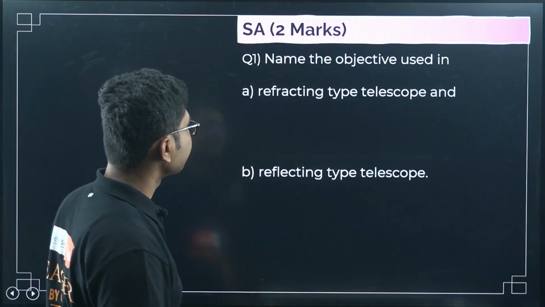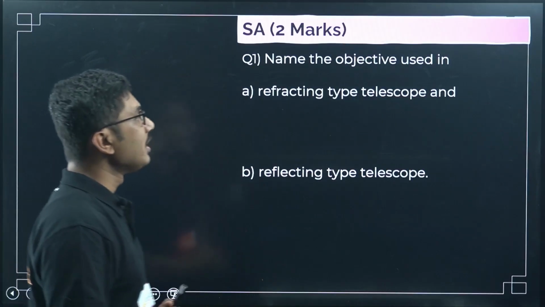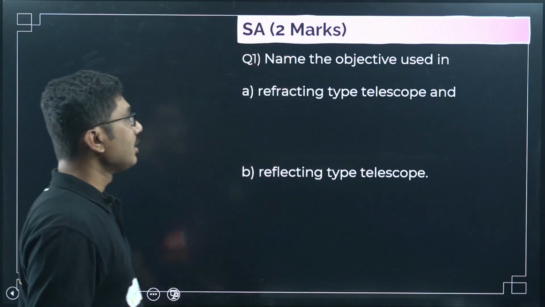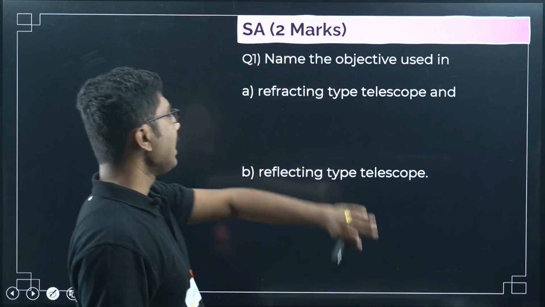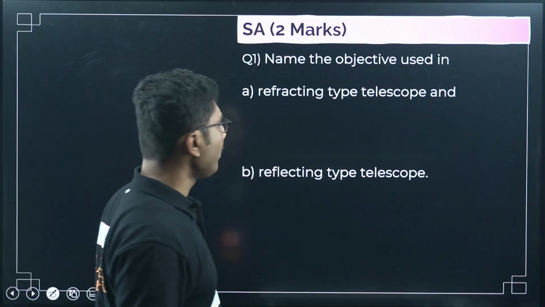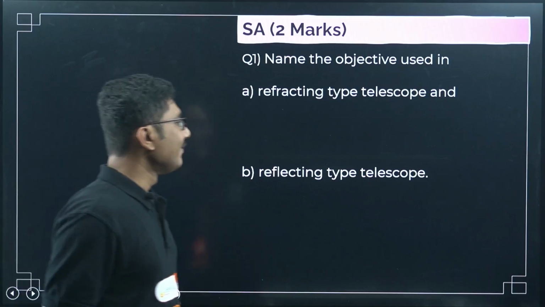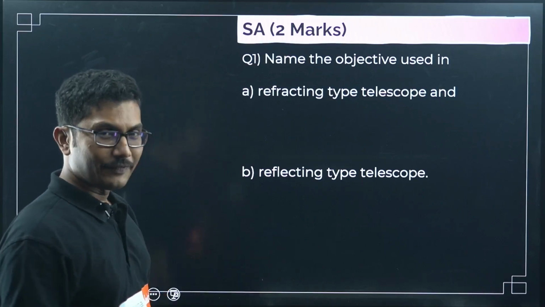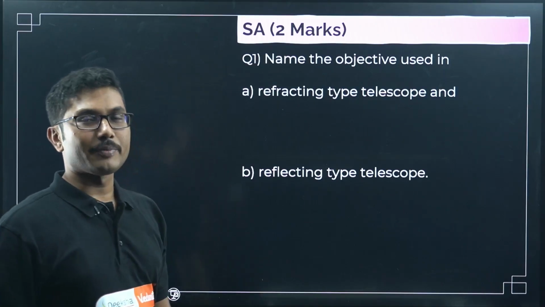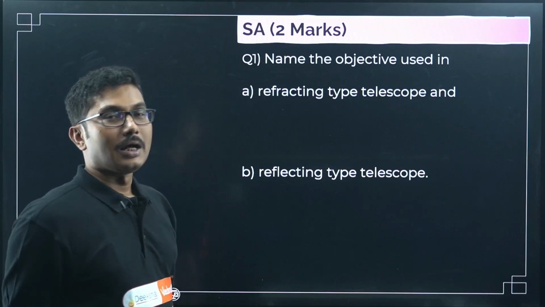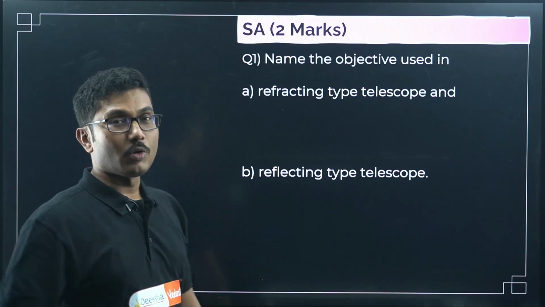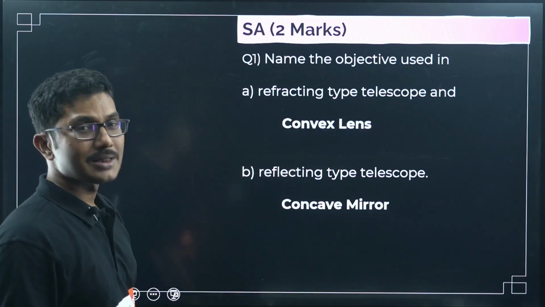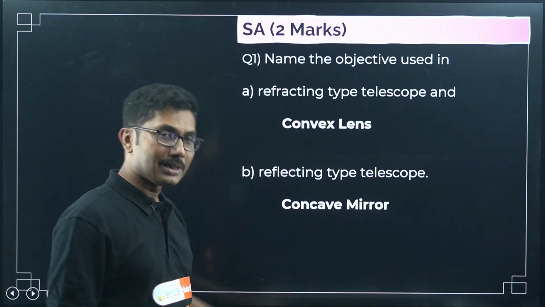Now name the objective used in part A. This is now a 2 marks question. Name the objective used in A, refracting type of telescope, and B, reflecting type of telescope. There are 2 types of telescope, one is reflecting, one is refracting. In case of refracting type of telescope, say astronomical telescope, what type of lens is used? Refracting type obviously convex lens is used, and reflecting type concave mirror is used.